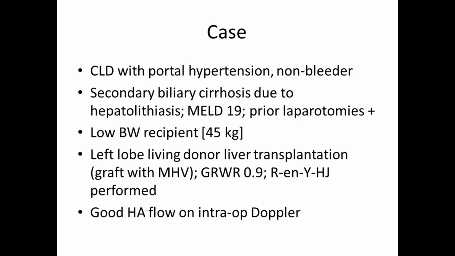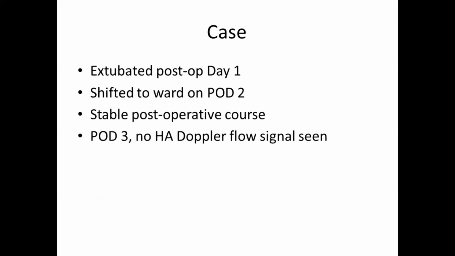He was a low body weight recipient. So again, this is one of the risk factors for the vascular complications that she alluded to. He underwent a left lobe living donor liver transplantation, graft with the middle hepatic vein, a GRWR of 0.9. And because his bile duct was diseased, the surgical colleagues preferred to do a Roux-en-Y hepaticojejunostomy right at the time of the initial surgery, and the intraoperative Doppler was satisfactory. He was extubated on postoperative day 1. He was shifted to the room on postoperative day 2.